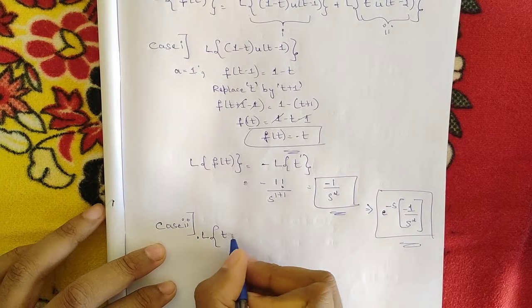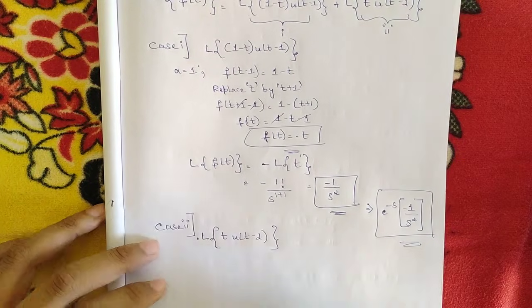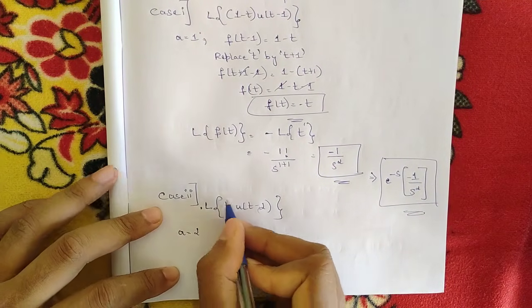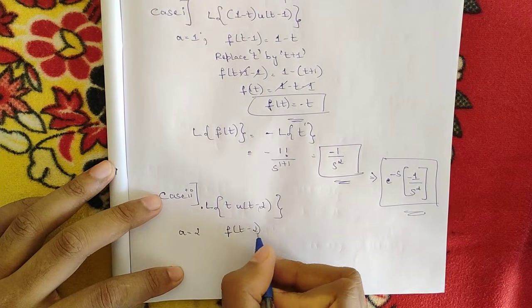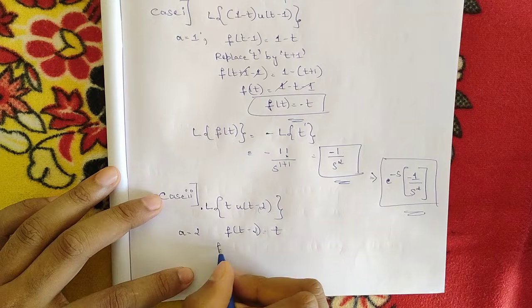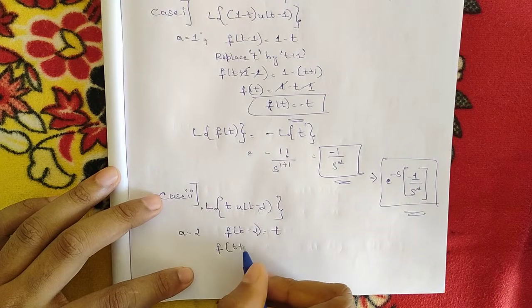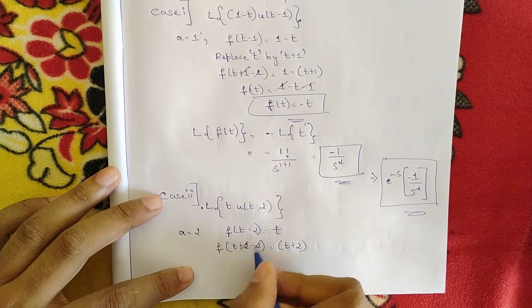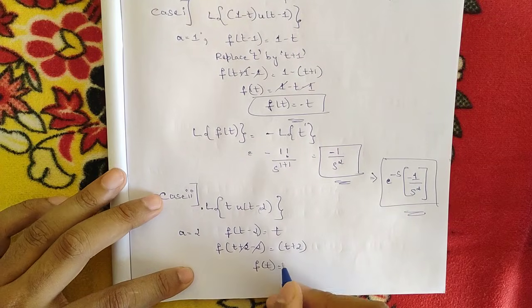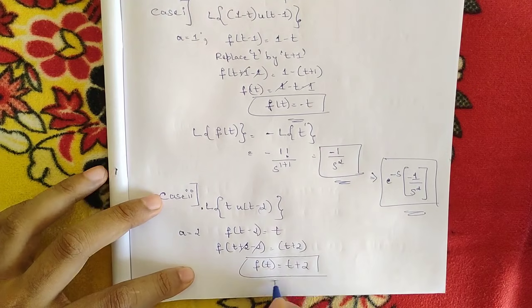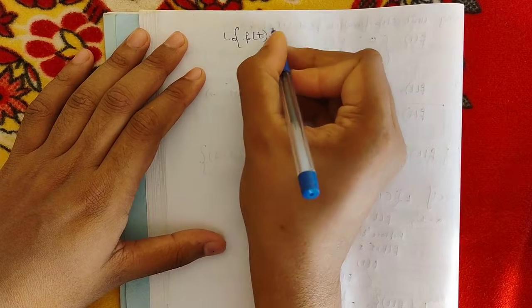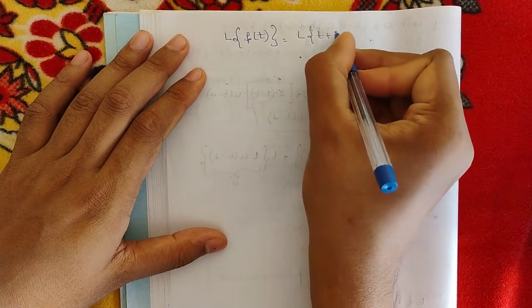Okay, yeah. So case 2, L of t u of t minus 2, right? So in this case here, the value of a is equal to 2. So f of t minus a, in place of that, what we are having, f of t minus 2 is equal to only t we are having. Okay, so in order to cancel 2, we should be replacing t by t plus 2. Okay, is equal to t plus 2. So our answer of f of t is equal to t plus 2. Okay, now take its Laplace transform, that is L of f of t is equal to L of t plus 2.